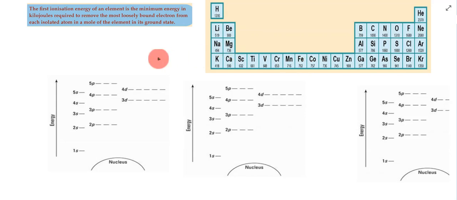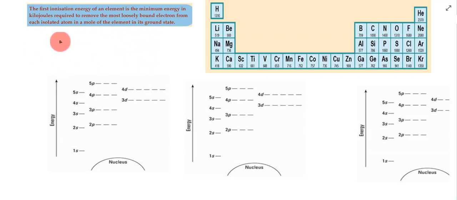So what I want to do in this lesson is continue talking about these ionization energies. Just as a reminder, the first ionization energy of an element is the minimum energy in kilojoules required to remove the most loosely bound electron from each isolated atom in a mole of an element in its ground state. Generally there's a simple formula that you can use to represent this first ionization energy.